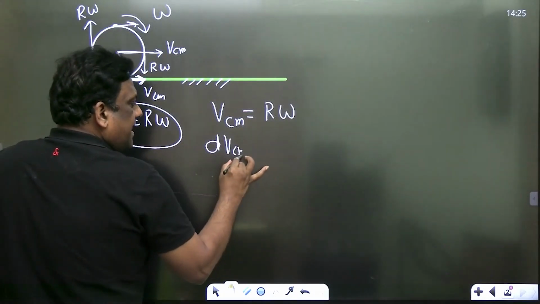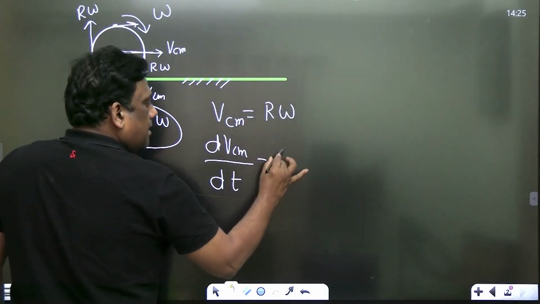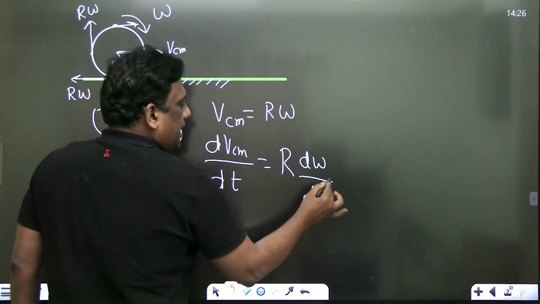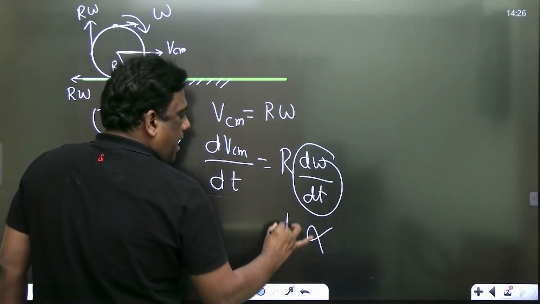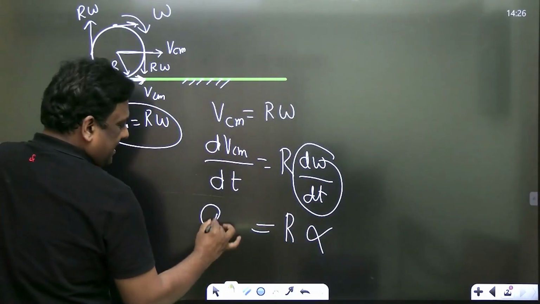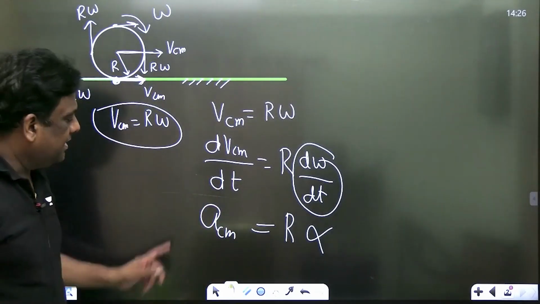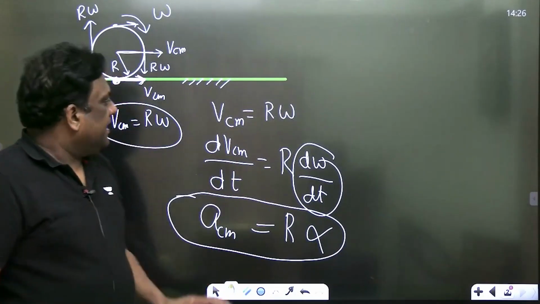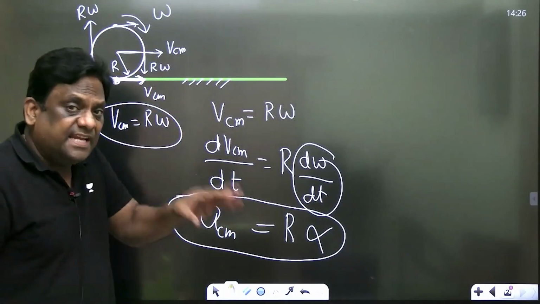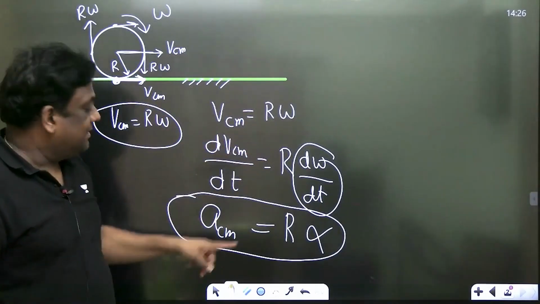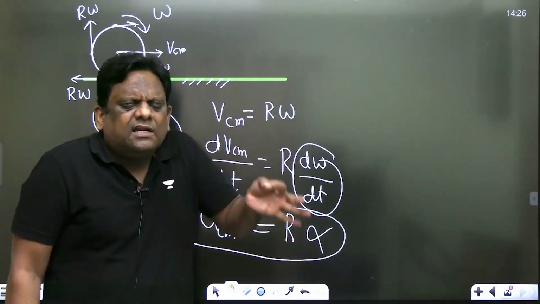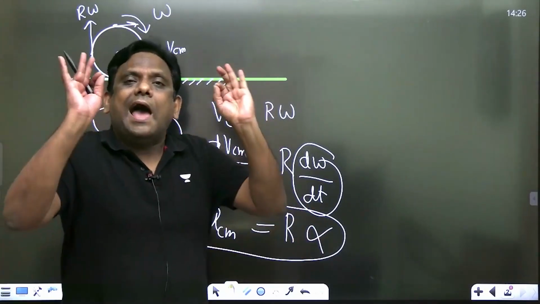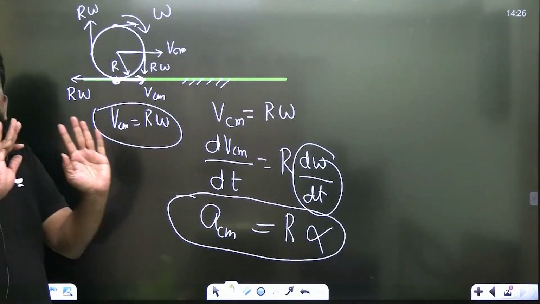So dVCM by dt, the radius is constant, and this is d omega by dt. And you know d omega by dt is alpha, so r alpha, and this is a CM. Therefore, under pure rolling, the acceleration of center of mass, that is a, is equal to r alpha. Please note down that if it slips, v is not equal to r omega, then a is not equal to r alpha. Only under pure rolling can I write the acceleration of center of mass as r alpha, where alpha is angular acceleration. Wonderful. Up to here there is no problem at all.